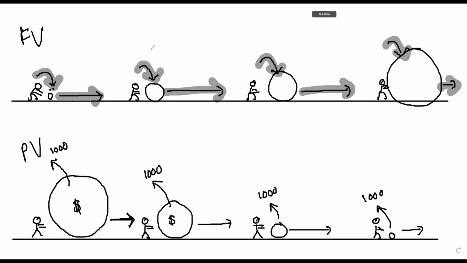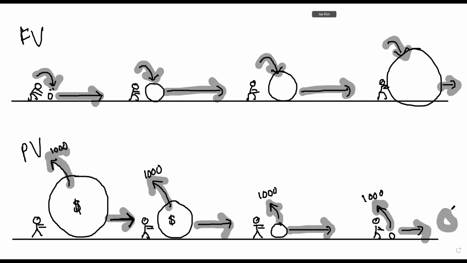Present value, you use this formula when you notice that you start with a certain amount and you're trying to make it into zero. Whether it's good or bad, you're trying to make this into zero. Whereas with future value, you're trying to make it as big as possible.